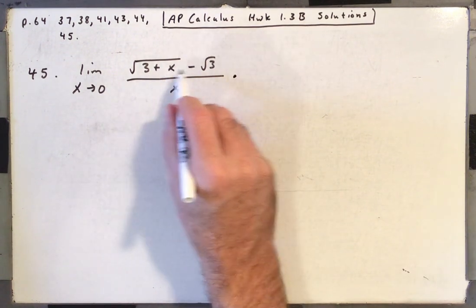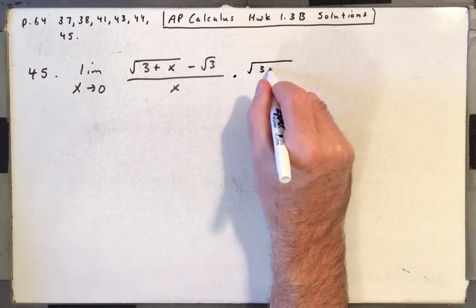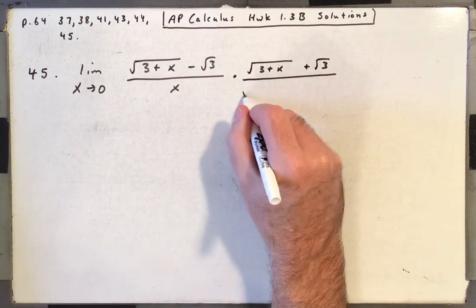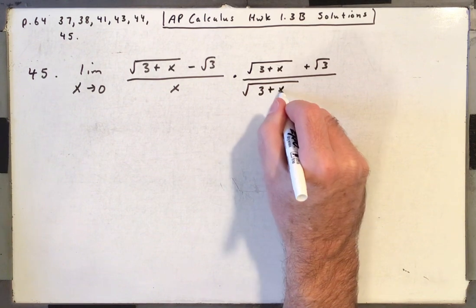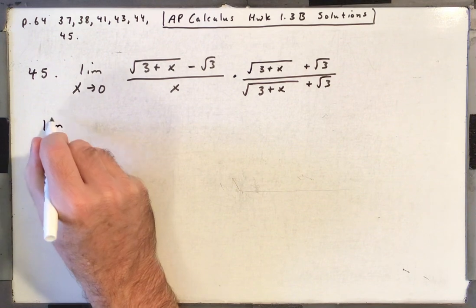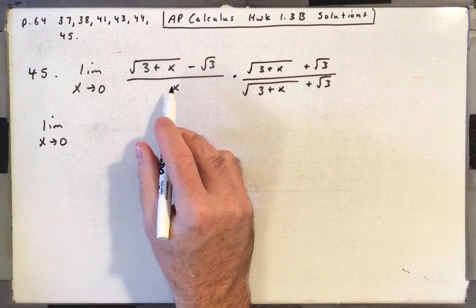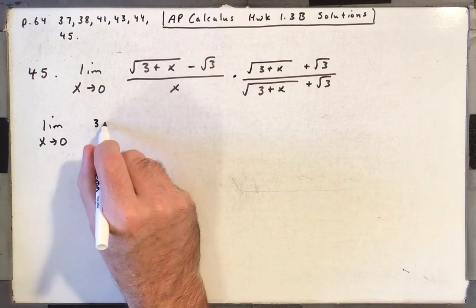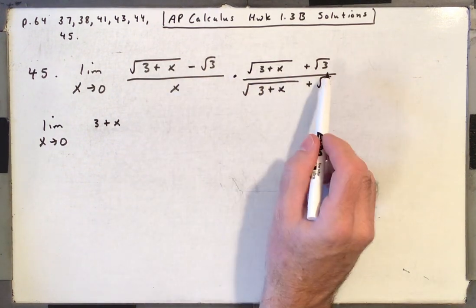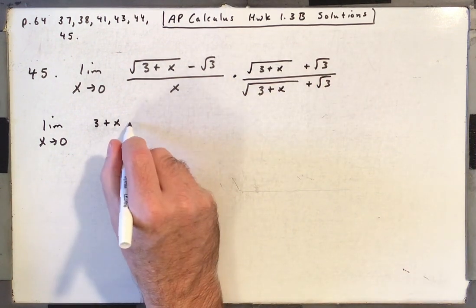If you plug in 0, you're going to end up getting 0 over 0. So let's multiply by the conjugate, root 3 plus x plus root 3 over root 3 plus x plus root 3. That's just 1. Multiply those out, FOIL out the top, and you'd end up having 3 plus x because the radicals lift. The inner and the outer function cancel, and then root 3 times root 3 is 3, so you'd have minus 3.